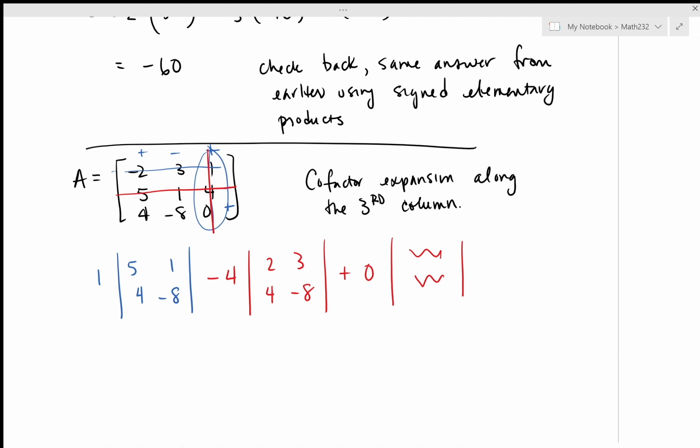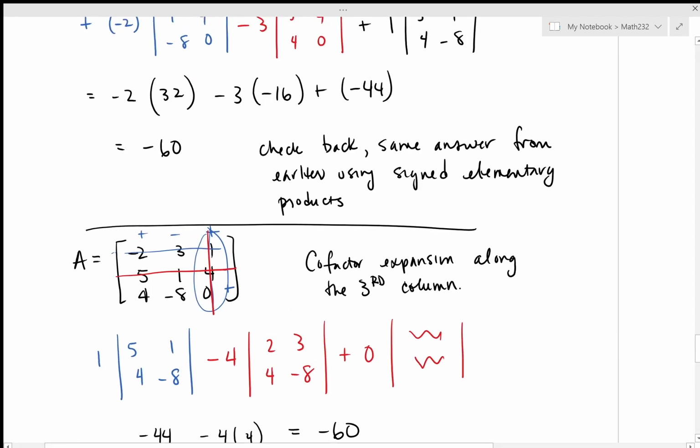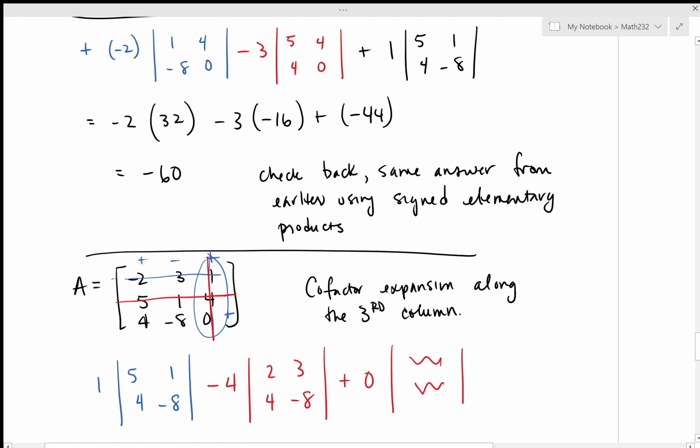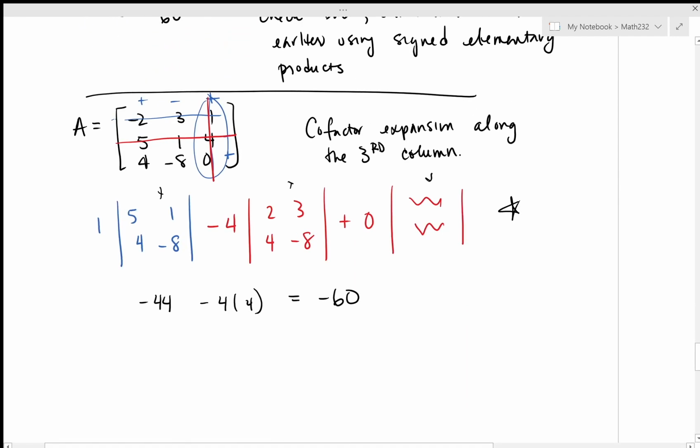So now I make this calculation. I get minus 44 minus 4 times 4, and that is equal to minus 60 as before. But that was easier to calculate. I had one less addition and a couple fewer multiplications. Okay, so there it is. You can see it's quite interesting. When you look at this here versus this here, it's not the same numbers in these matrices, and yet it always comes out to be the same number. Okay, so there's a message here. Zeros are your friend.